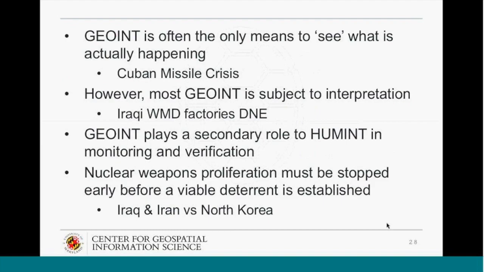And the bottom line is that nuclear weapons proliferation has to be stopped early, before a viable deterrent can be established. When you think about nuclear weapons specifically, in the case of Iraq and Iran, they didn't get very far with their nuclear programs, and therefore there was a viable deterrent to them continuing to develop them because they didn't have the capability. Once a country has the capability, like North Korea keeps on demonstrating, the deterrent really doesn't exist. It's more in their national strategic interest to build up their program more, right? So it's one of those things where early detection and analysis using GEOINT can be key in stopping WMD proliferation.